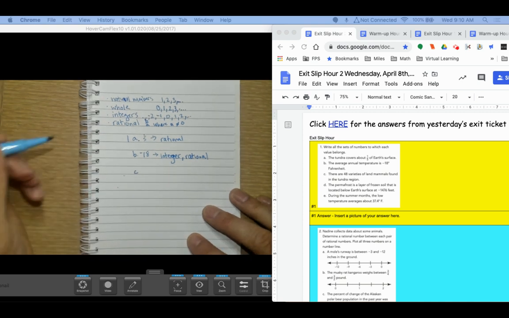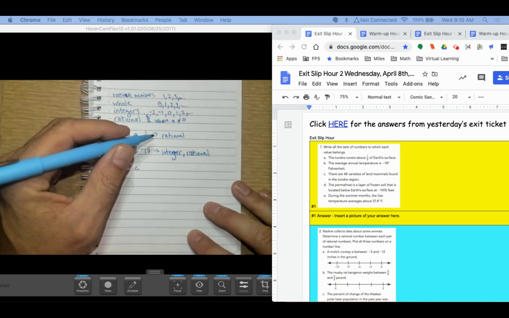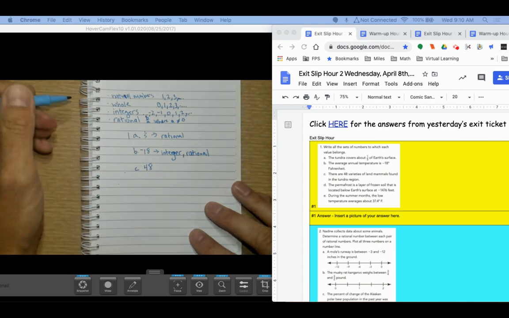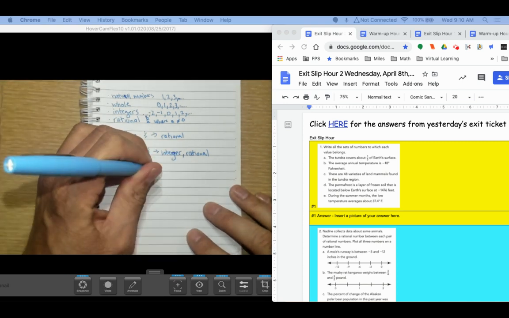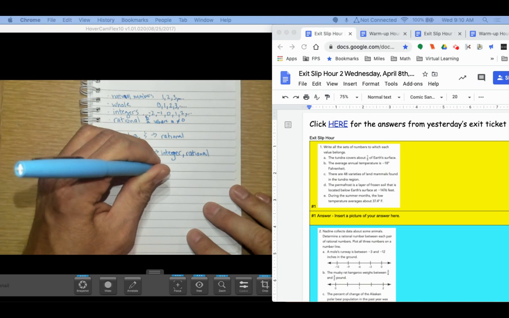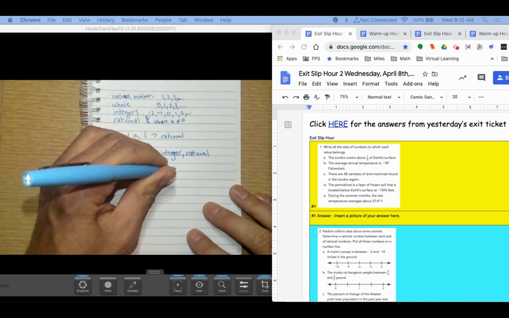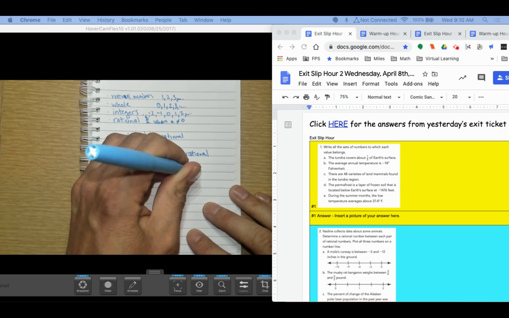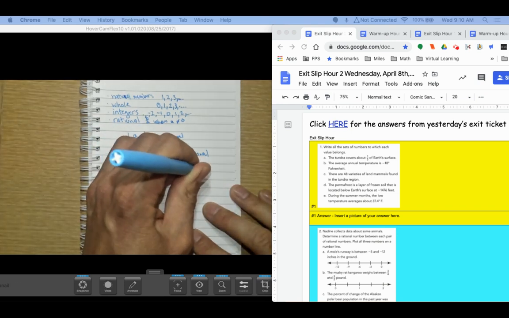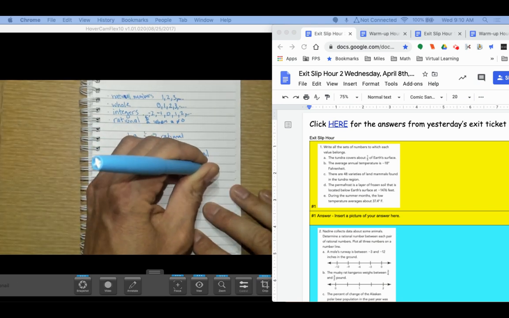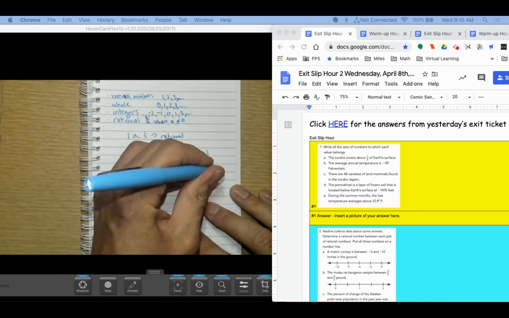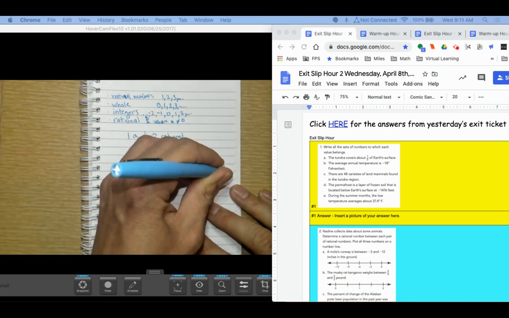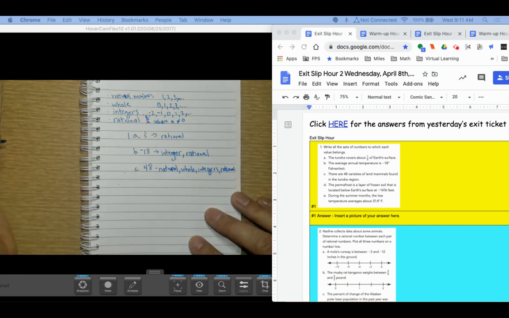C, it's 48 varieties. So I'm looking at that. 48 is a natural number. It would be a natural number. Therefore, it would be on the list of all of the whole numbers too. Therefore, it would be on the list of all of the integers as well. And then all natural numbers are rational, so it'll also be on the rational list. Okay.